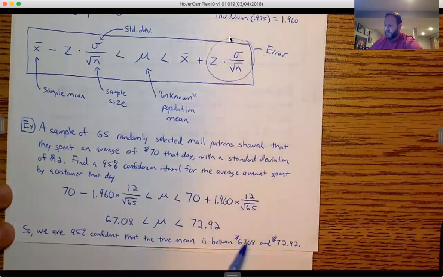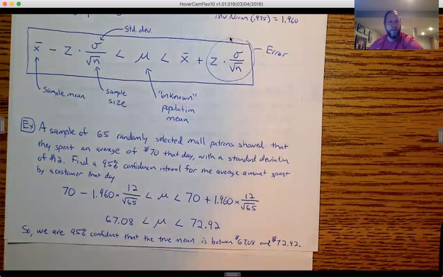Now, if we want to make our range smaller, there's two things that you can do. You can decrease your confidence level. So you could say maybe you're 90% confident. So that'll give you a smaller range of values. But it also doesn't sound as good to say you're 90% confident compared to 95% confident.